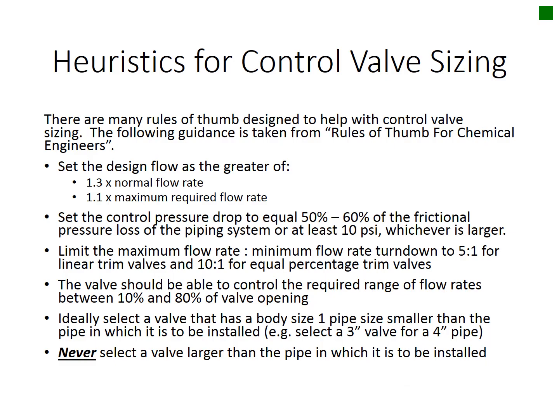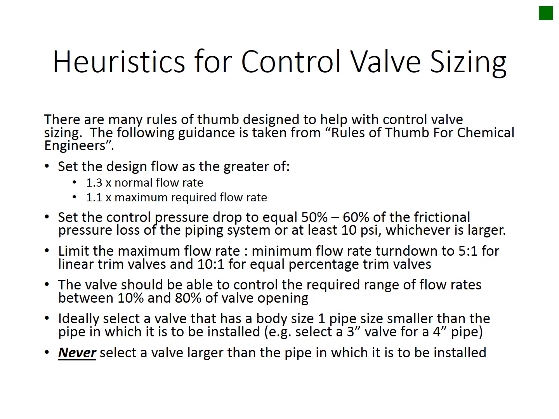When we look at control valve sizing, we have a number of heuristics which we must follow. For instance, if we know a design flow rate and we want to size a proper valve, the valve should be sized so that it's 1.3 times the normal flow rate, or if we know what the maximum flow rate that's going to be required through our system, it should be 1.1 times that maximum flow rate.